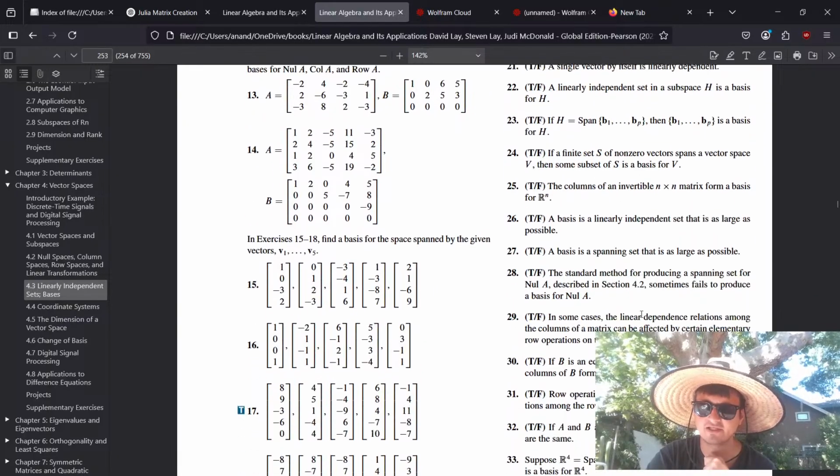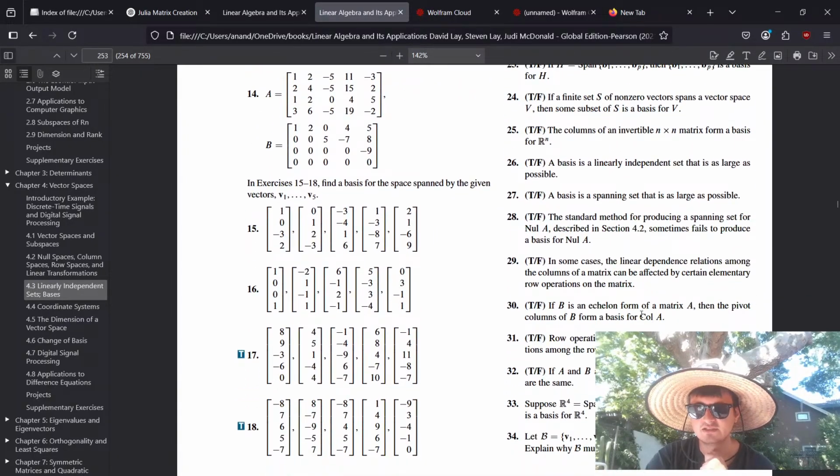Okay, I get it. Never mind. Yeah, that makes sense. Okay. Yeah, so that one's true. 26 is true. 27. A basis is a spanning set that is as large as possible.